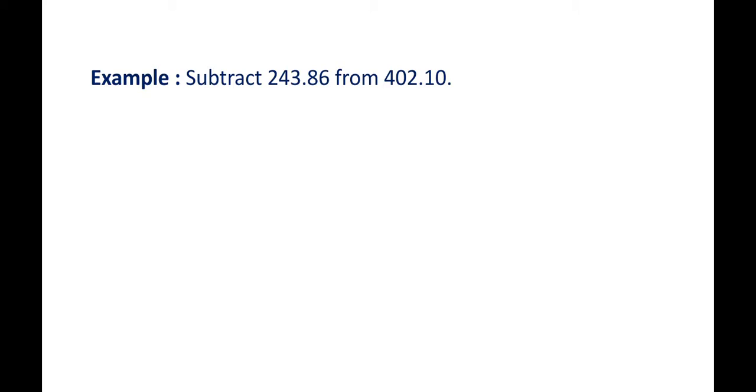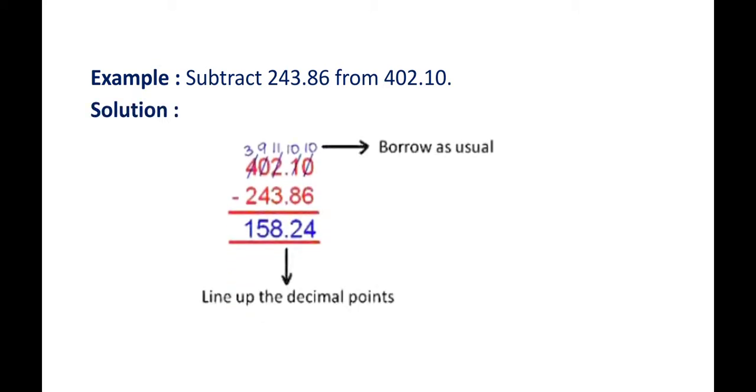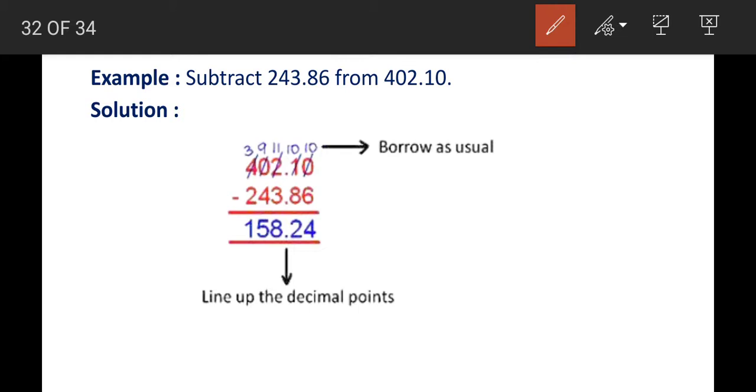Okay, come to one more question. Subtract 243.86 from 402.10. Come to the solution. Write the bigger number on the top. So here it is 402.10, from which you have to subtract 243.86. Start subtraction from the right side. Here it is 0 minus 6, we can't subtract, so borrow from its previous digit. From the previous digit, that is from the tenth place, we have borrowed, so this place becomes 10, and 10 minus 6 is 4. Again here 0 is left.